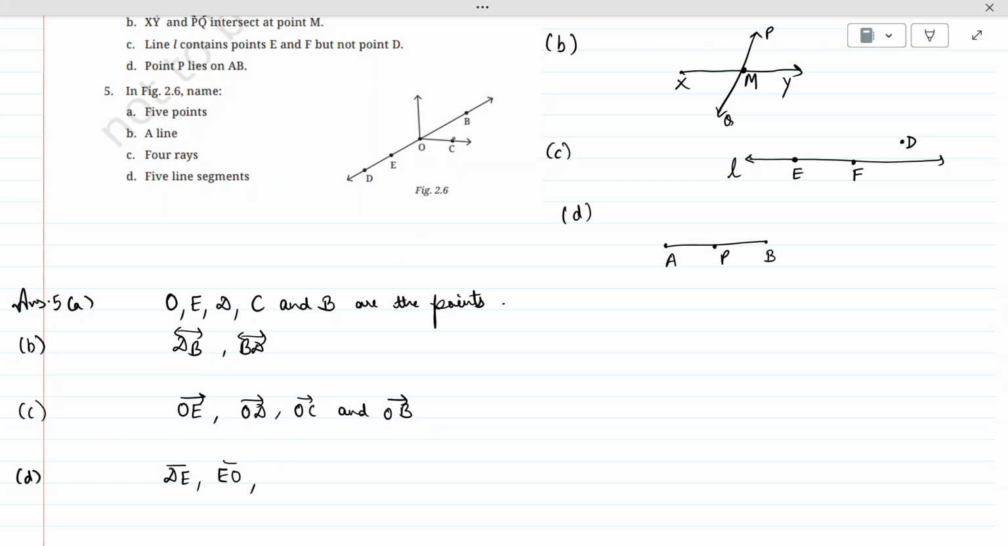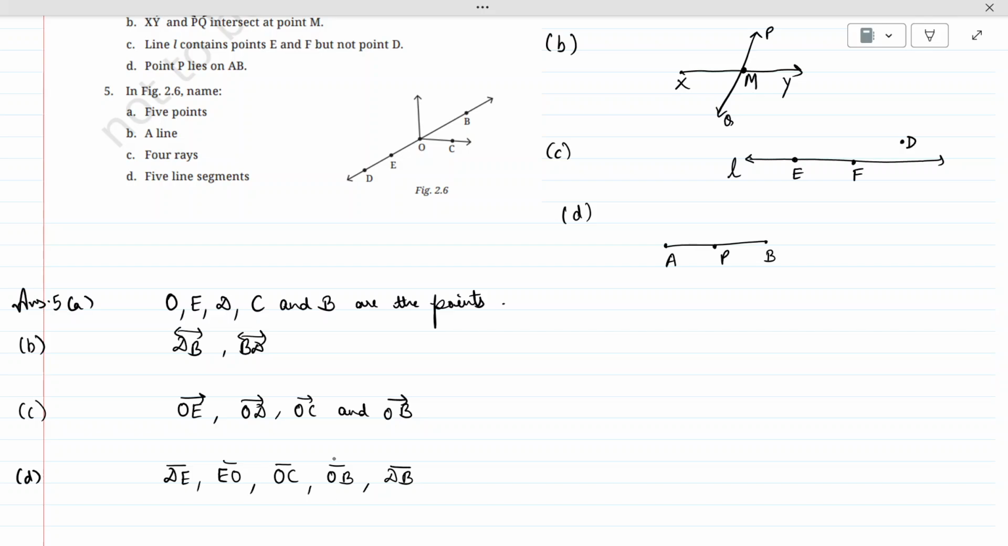Next, OC. Next, OB and DB. These are the 5 line segments: DE, EO, OB, OC and DB. These are fixed points and they have fixed length also. These are the line segments.